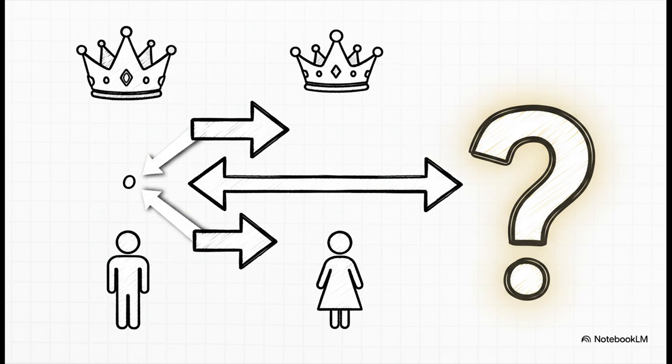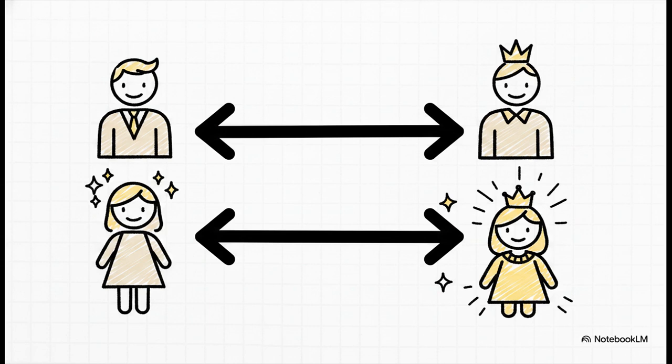Now, if this is truly a map of meaning, we should be able to do math on it, right? We should be able to navigate it. So what do you think happens if we take the coordinate for king, subtract the coordinate for man, and then add the coordinate for woman? What concept are we even pointing to? The answer is queen.